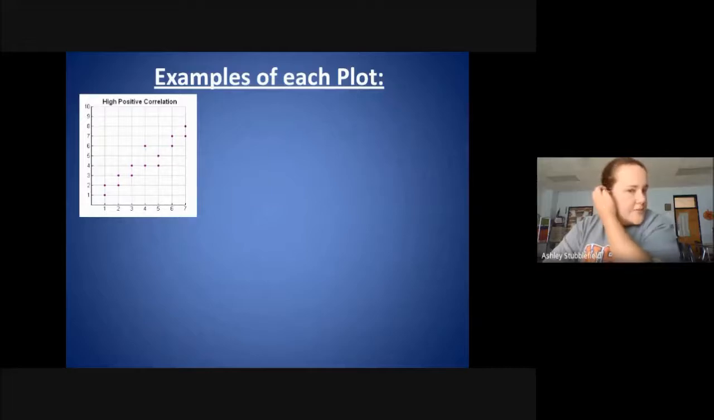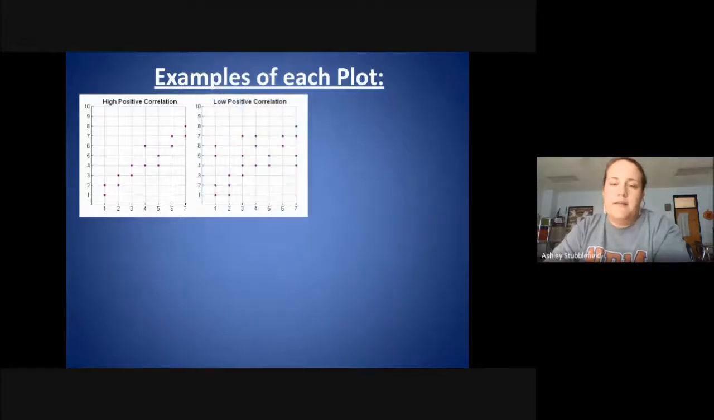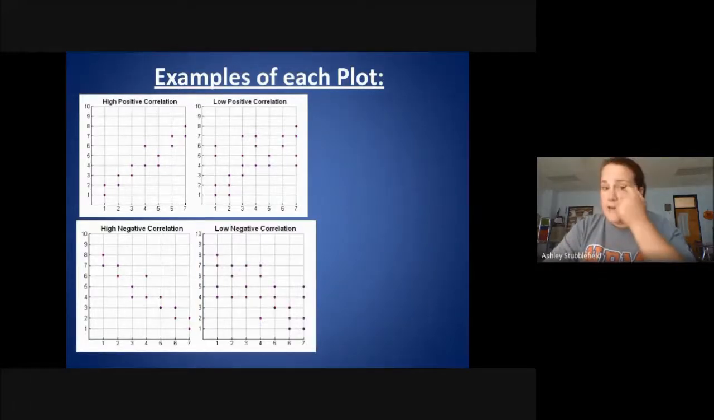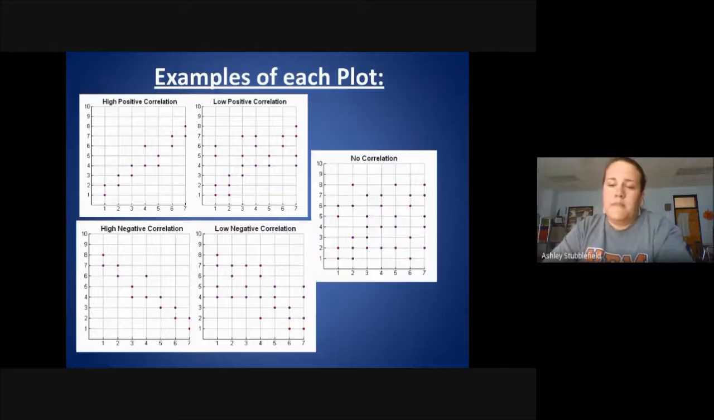So some examples of each one: there's a strong positive, it's going up, and then they're pretty close together. There's a weak positive, they are going up, but your dots are a little bit more spread out. There's a strong negative, a weak negative, and then no correlation means they're not related. Your dots are pretty much scattered over the entire graph.